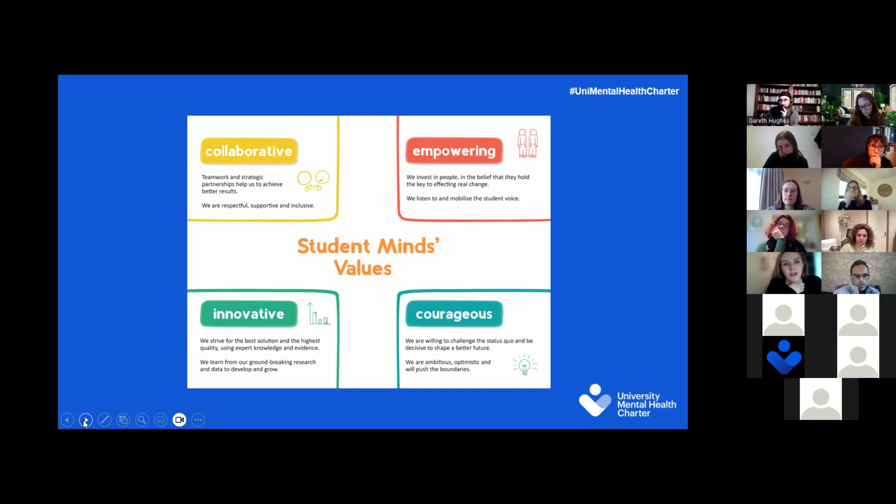We really want to embody the values that we work towards as an organisation. So collaborative, empowering, innovative and courageous. And we really want to think about what that means in the context of the University Mental Health Charter, in the assessment process, and for the role of an assessor.